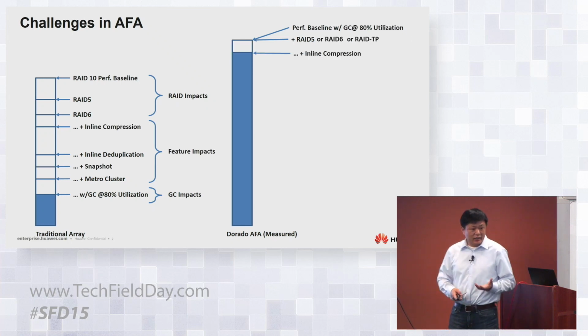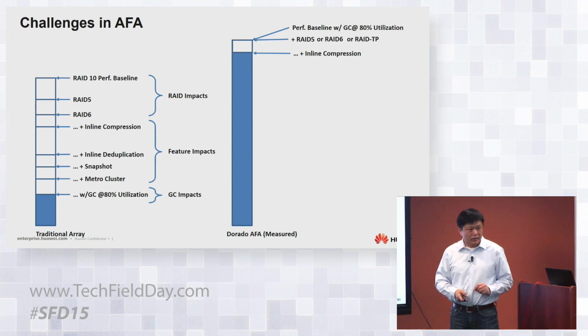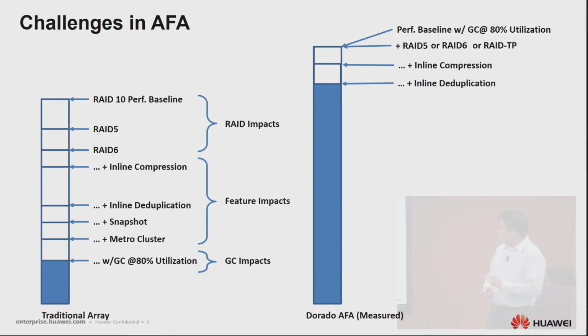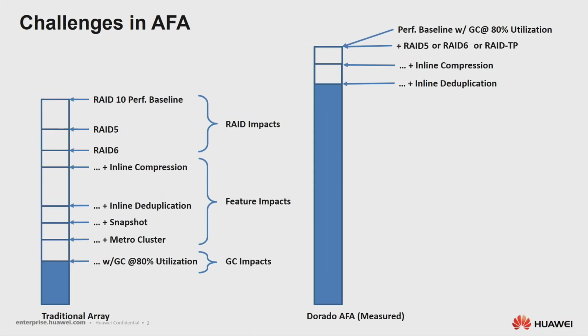And after we add inline compression, we do have an overhead. And when we add inline deduplication, there's also a little bit of overhead. Snapshot is free, and metro cluster has a little overhead. So the numbers are to the best of my drawing skill. These numbers are actually relatively true to each other.